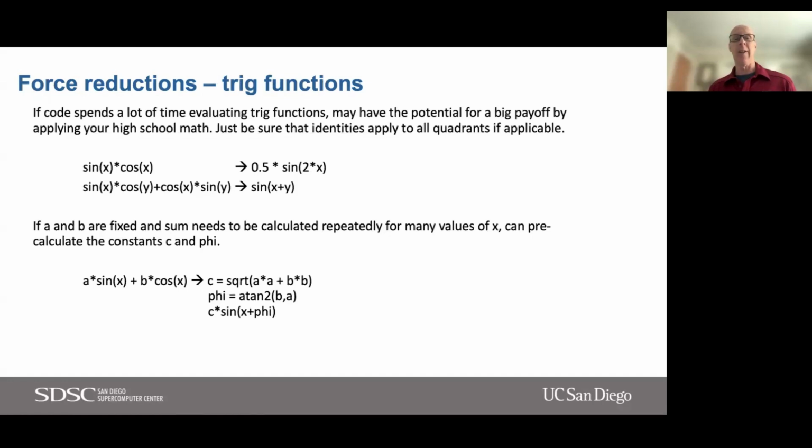And when it comes to trig functions, you might want to go back to your high school math. Sometimes you might be able to replace one set of trig functions with a less expensive equivalent. Just make sure that the identities apply to all the quadrants. So some of these optimizations, I had applied this to a small astrophysics code about 15, 20 years ago. And just by using my knowledge of high school trigonometry, I was able to speed up that code by a factor of about 3.